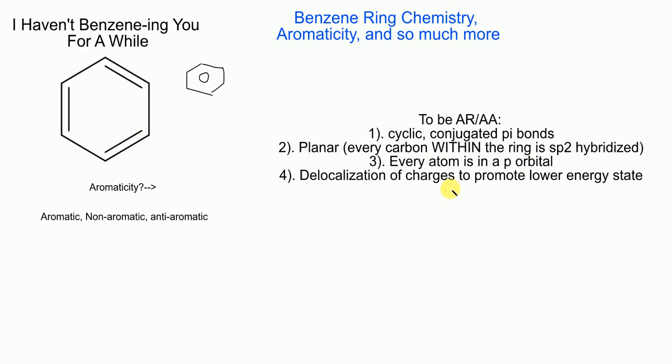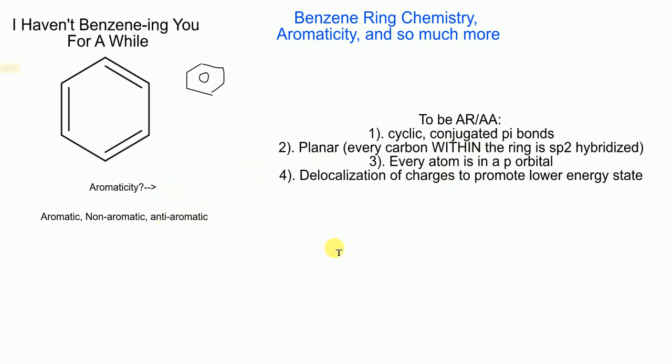And then delocalization of charges to promote lower energy state. So do the resonance forms that allow everything to be cyclic and conjugated and planar, after considering all that, help promote the stability, or does getting rules number 1, 2, and 3 actually make the thing more unstable? That's kind of what 4 is talking about. The whole thing is to make this more stable, and if it's ending up less stable, it's kind of defeating the purpose, and it won't really be aromatic. Okay, so aromatic, special stability.